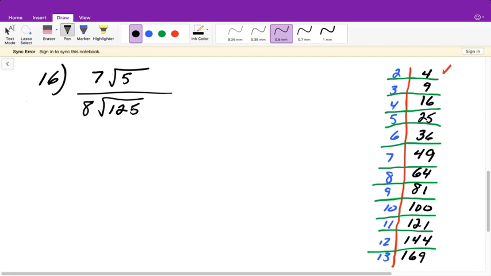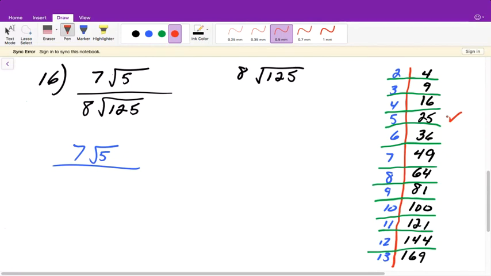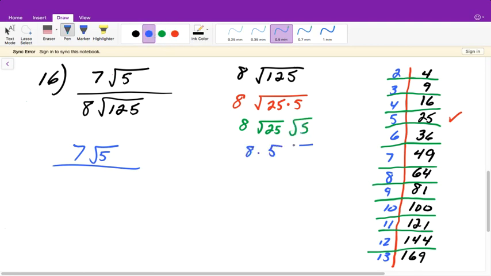All right, now the last problem on the worksheet. So when I look at my numerator, I notice that 7 times the square root of 5 cannot reduce at all. So I'm just going to go ahead and rewrite it, 7 times the square root of 5. And now I'm going to focus on my denominator. So when I look here, I'm going to do 8 times the square root of 125. Do any perfect squares divide evenly into 125? Yes, 25 does. So it's 8 times 25 times 5, because 25 times 5 gives me 125. I will separate them. Square root of 25 times the square root of 5. Well, I know the square root of 25 is 5, so 8 times 5 times the square root of 5. And that will give me 40 times the square root of 5.